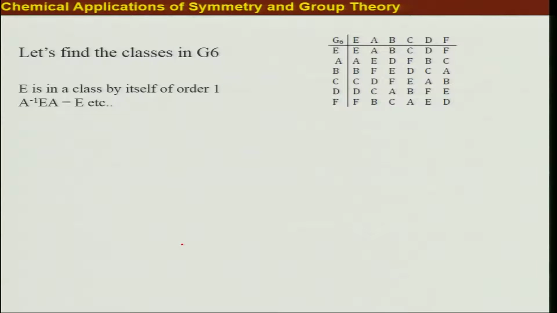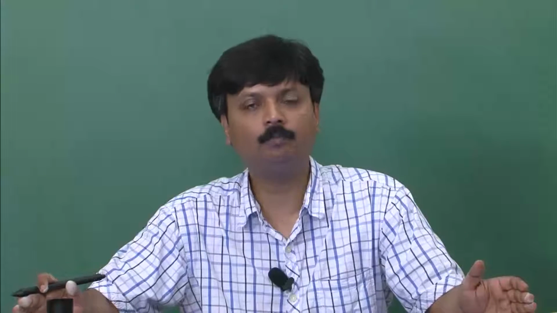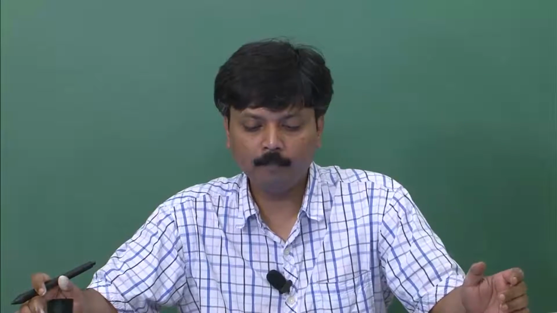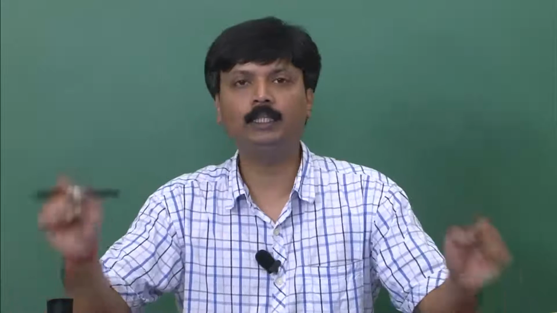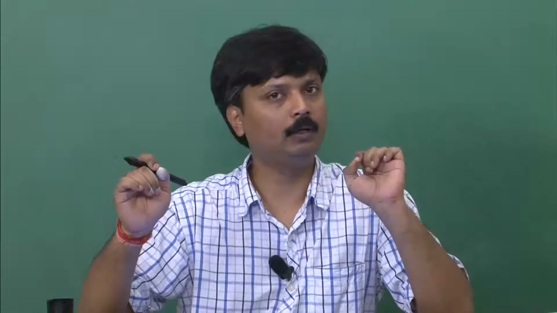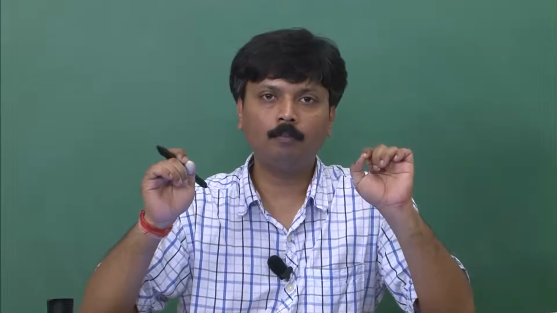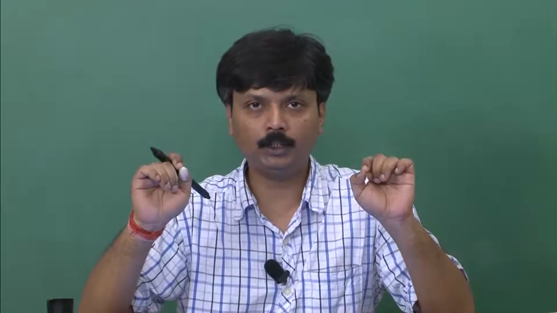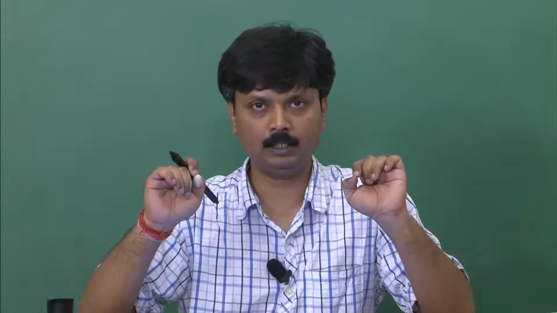Now with this knowledge, let's try to find out the classes which are present in case of G6. So how do we find out the classes? The answer is very simple. We know the definition of class: the complete set of conjugate elements. Conjugate elements are found by doing similarity transformation. So what am I supposed to do here? In G6 you have 6 elements.